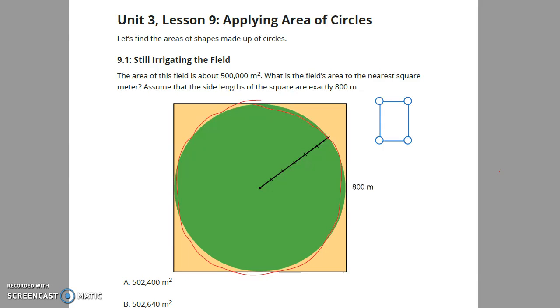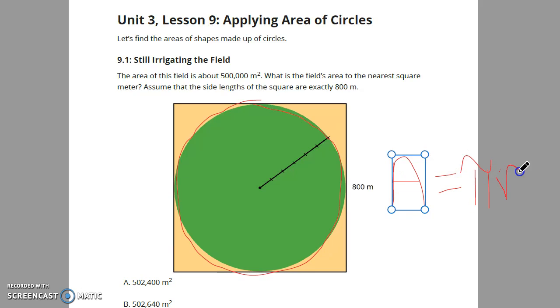Before you even begin this lesson, I want you to remember the two equations we already know. Area equals pi radius squared, as well as circumference equals pi times diameter, or diameter times pi.